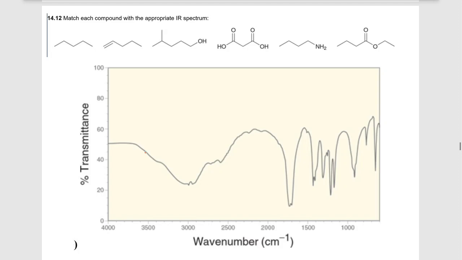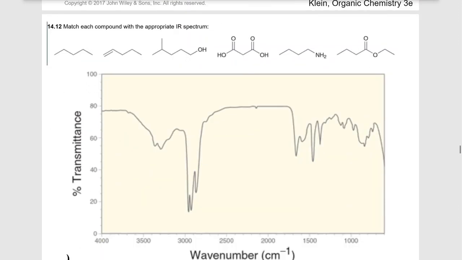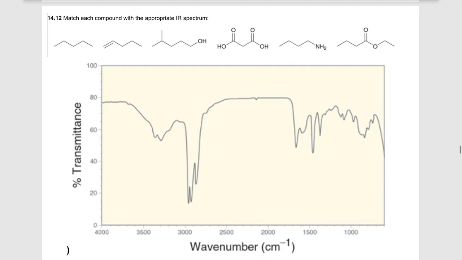Alright, the next molecule has a very broad OH peak that extends beyond 3000 above and below, and it has a large peak at around 1700. So this is our carboxylic acid. The next spectrum has a broad peak at around 3300, and this one actually has two peaks on it. Notice those two small peaks. So this is our amine.